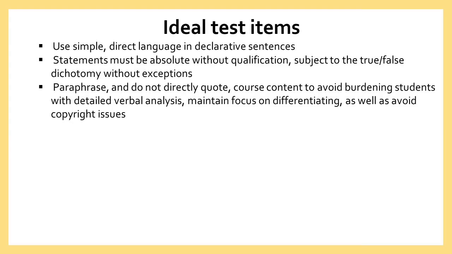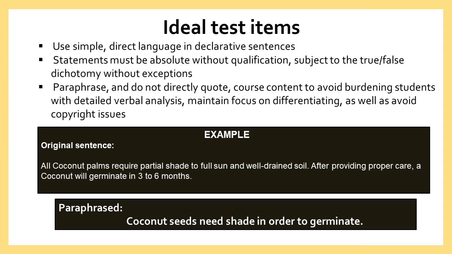I have an example here of a true or false statement. All coconut palms require partial shade to full sun and well-drained soil. After providing proper care, a coconut will germinate in 3 to 6 months. So that sentence is very long and it may burden the students. Compared to the paraphrased sentence, coconut seeds need shade in order to germinate. As you can see, it is more direct and simple. It is easier to understand on the part of the students.